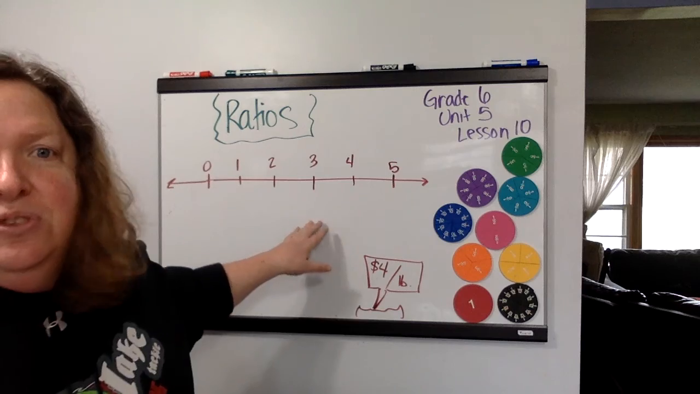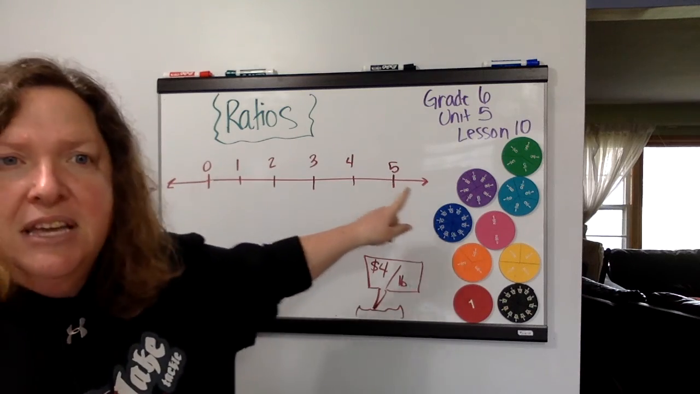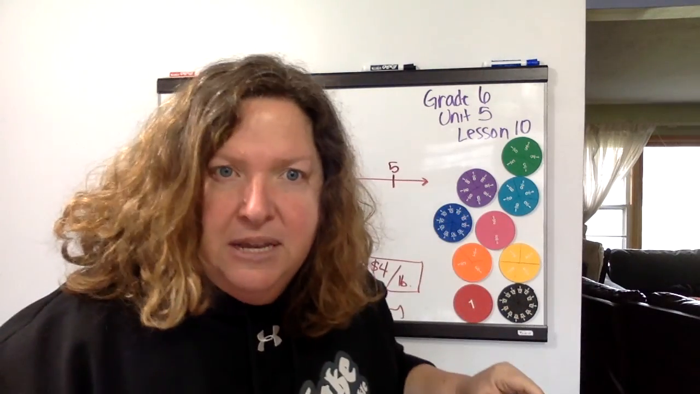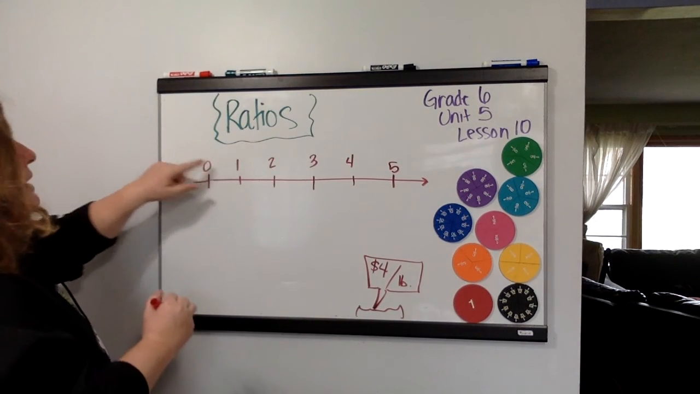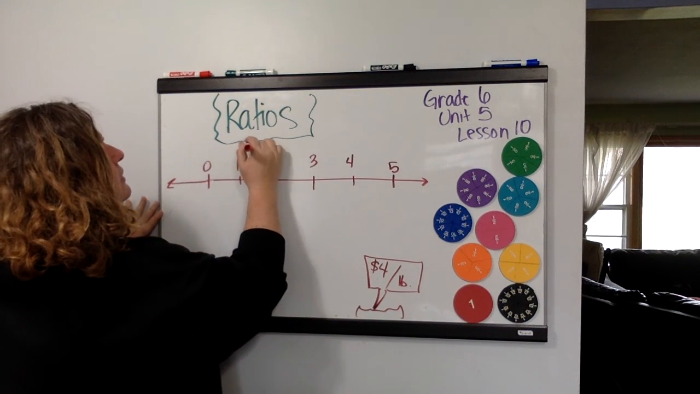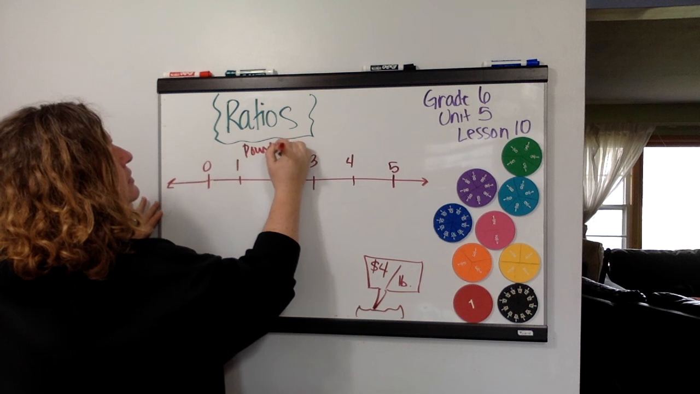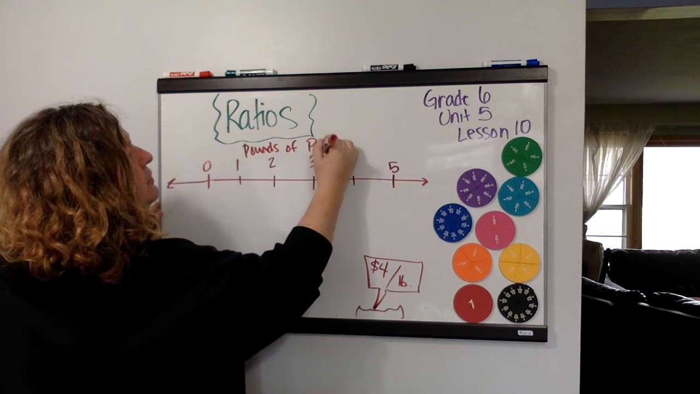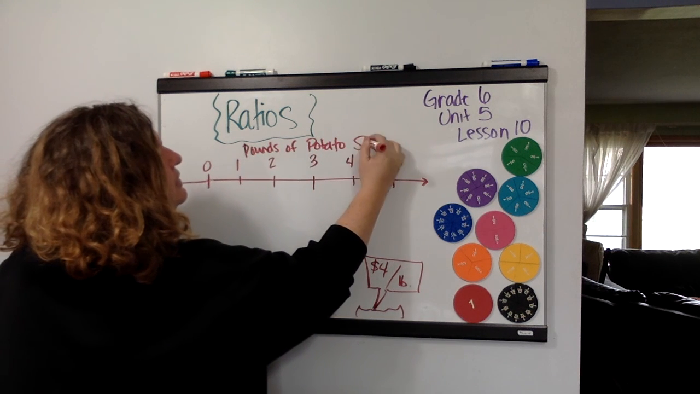So the number line up on top is the pounds of potato salad that you could buy. So I'm going to label up here pounds of potato salad.